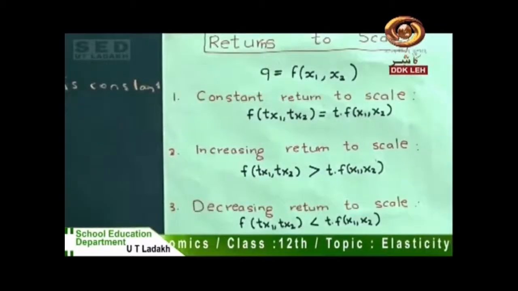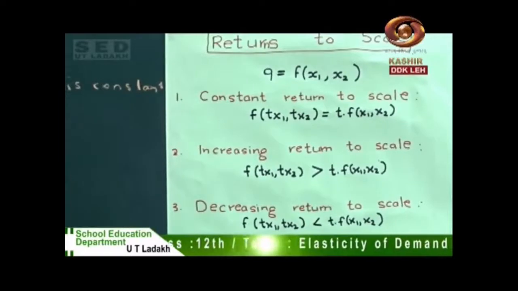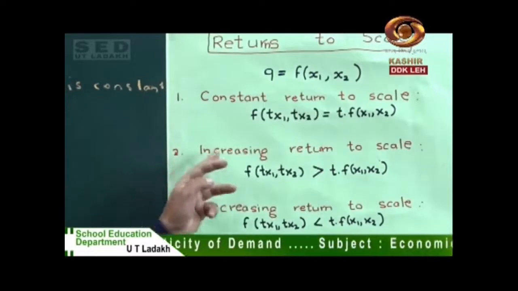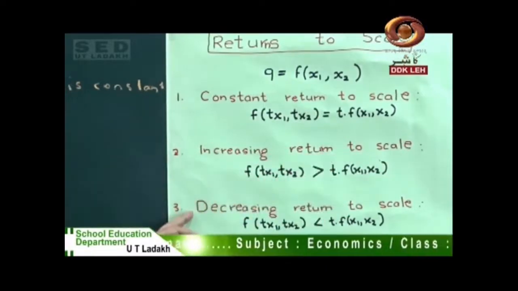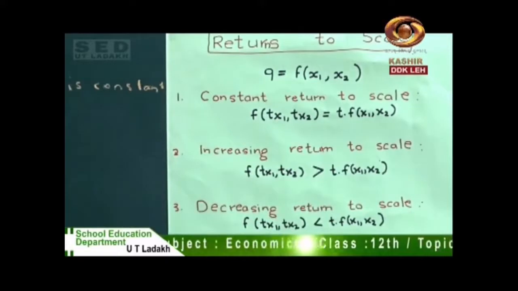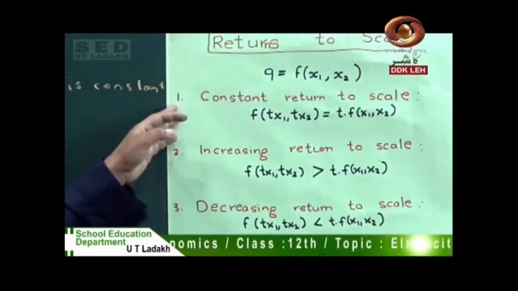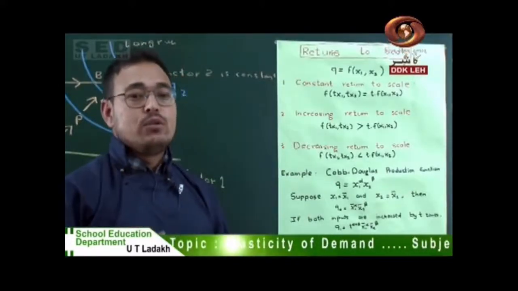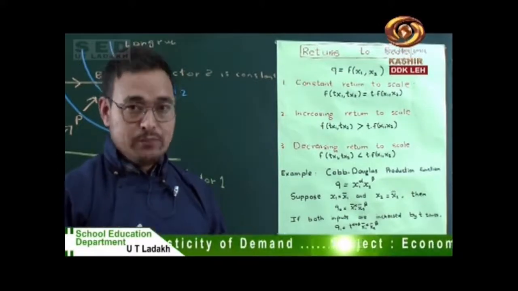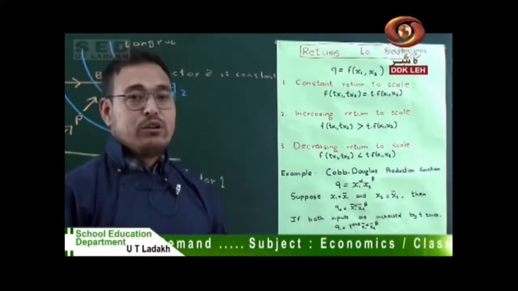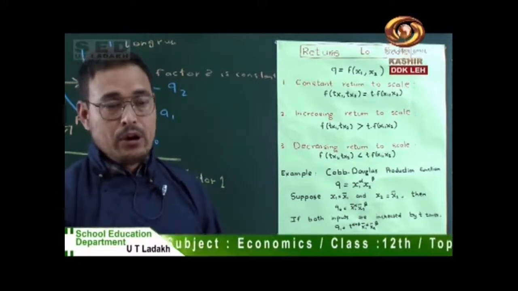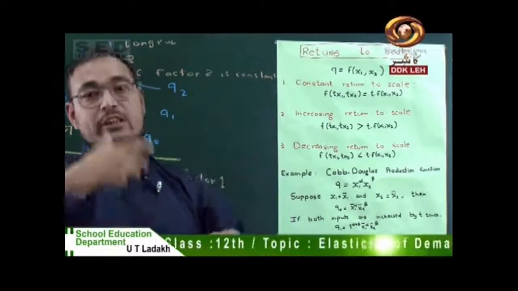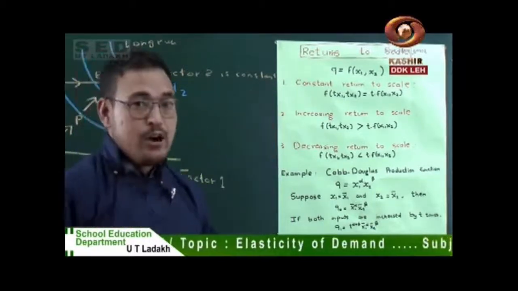As far as return to scale is concerned, it will be of three types. First is constant return to scale, second is increasing return to scale, and the third one is decreasing return to scale. Now in plain English, constant return to scale represents that if you increase the proportion of your inputs, your output will also increase by the same proportion. Say if I increase my inputs from 1 to 2, your output will also double. That means it will move on a proportional basis.